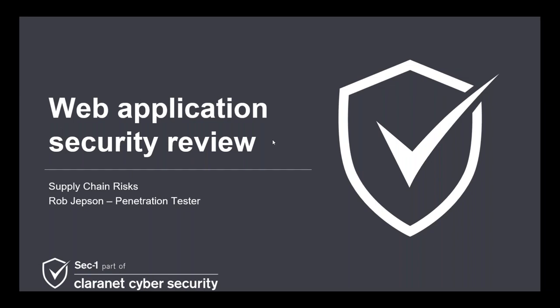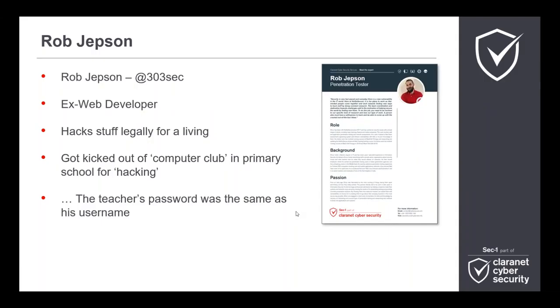Okay, so today I'm going to be talking about web application security review. We're looking primarily at supply chain risks and third parties. So about me, I'm Rob Jepson, 303sec on all platforms. So you've got Twitter, GitHub. I have a blog that you might be interested in if you want to really research me. I used to be a web developer, which gradually became more of a DevOps focused role until I got into offensive security several years ago. Now I get to legally hack stuff for a living, which is a lot of fun.